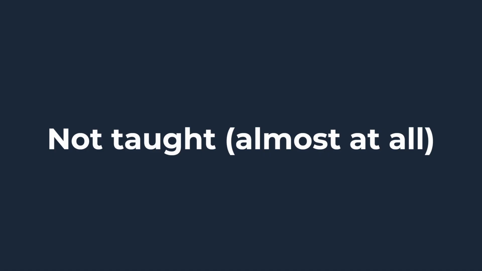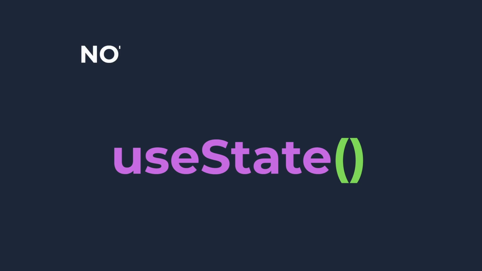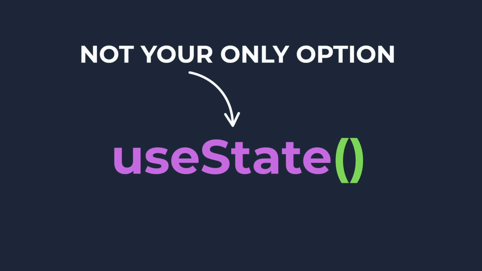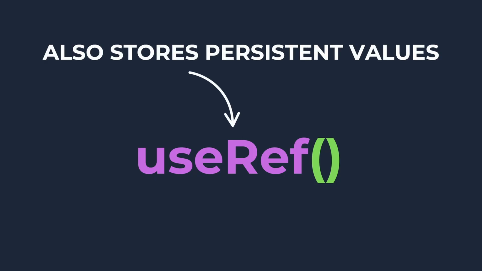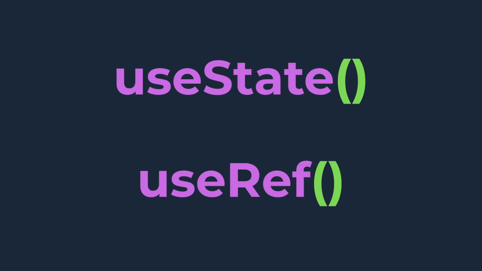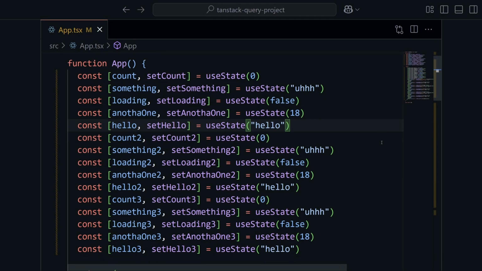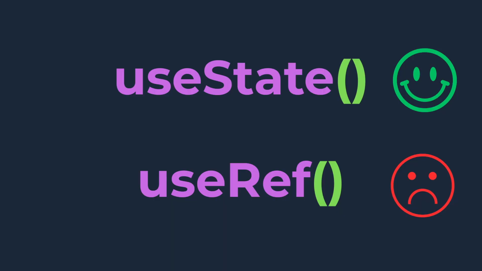Something that I don't think is taught very well is that useState is not the only hook for storing persistent values in your components. useRef is a very underutilized hook that stores persistent values, just like useState, that is way more performant. useState and useRef are both hooks for storing values, but 90% of people just spam useState everywhere they see, and useRef tends to get ignored.